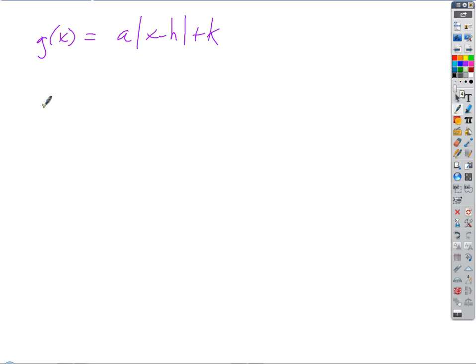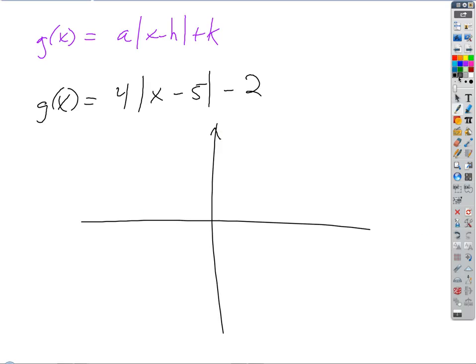If we had, I forgot what it was, but did anybody have it written down? Is it a 4 out front? 4, yeah. Times the absolute value of x minus 5, minus 2? So all we have to do then, we know the meanings of all those parameters. So what are we going to do to our parent function in this case? We're taking our parent function, which normally just looks like that, right? There's my absolute value function. And where are we going to move it? Okay, right 5 and down 2.